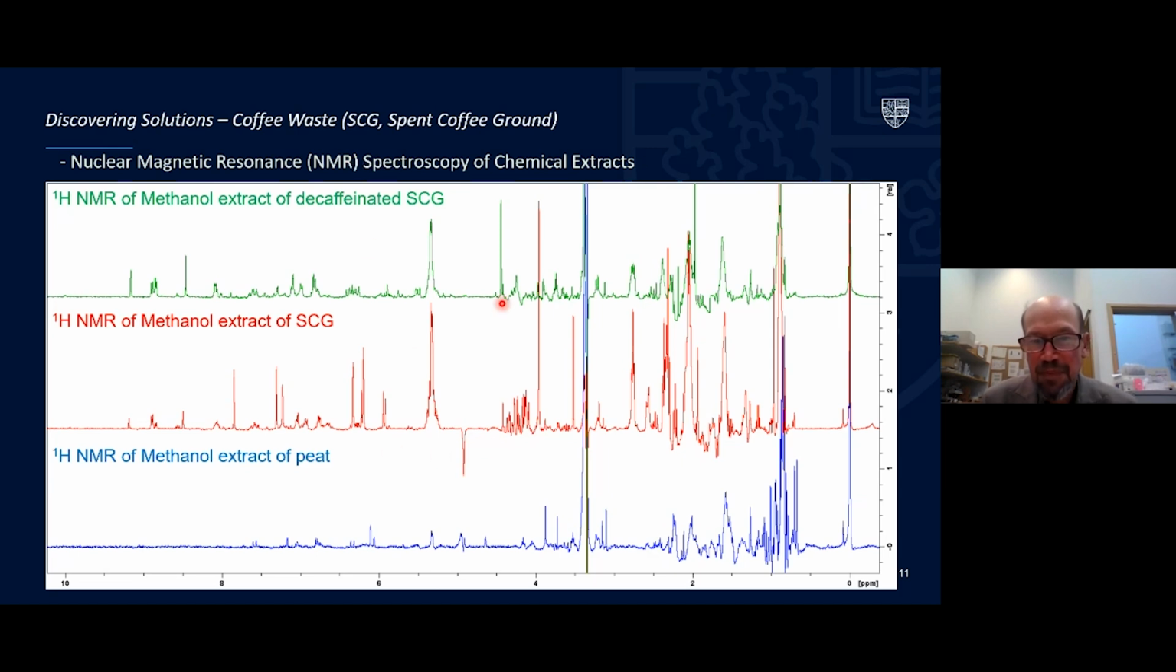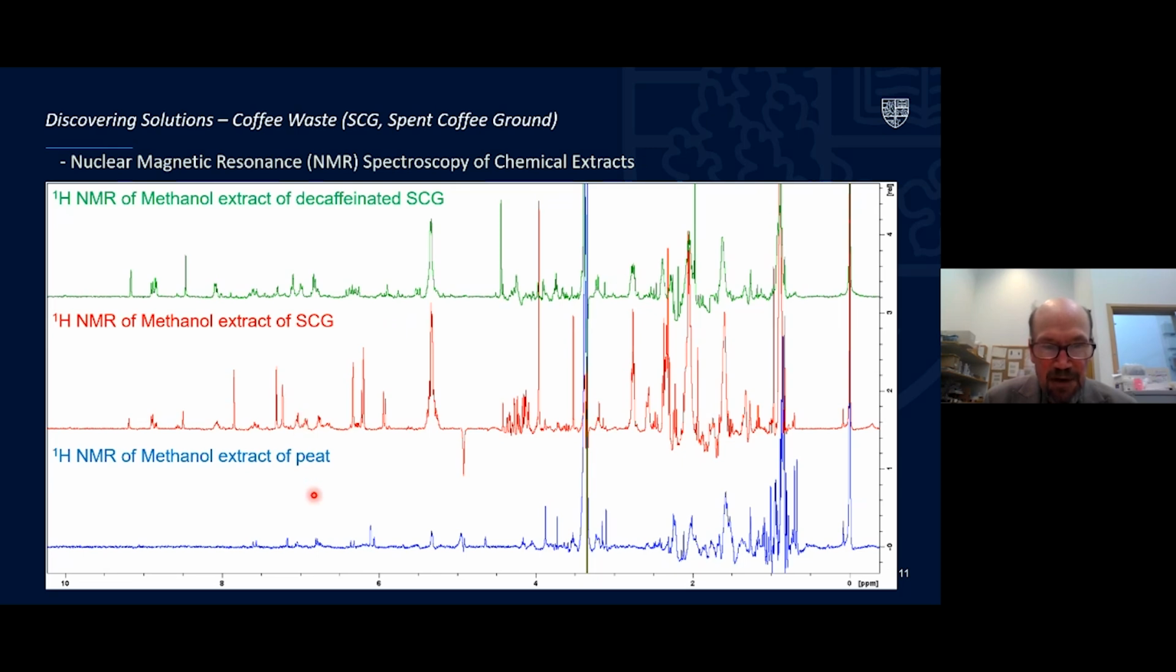So what these three traces that you can see on the screen show you is that the lower trace, the bottom one, is actually an extract of peat. What we did is we just mixed peat with some methanol, which is an organic solvent, and we did some NMR spectroscopy of what we found. And we did the same with spent coffee grounds, coffee waste, and, just for the record, decaffeinated coffee at the top. And you'll see there's a lot of signals. Each of these signals represents a series of chemical compounds.